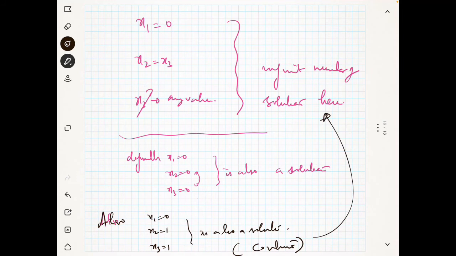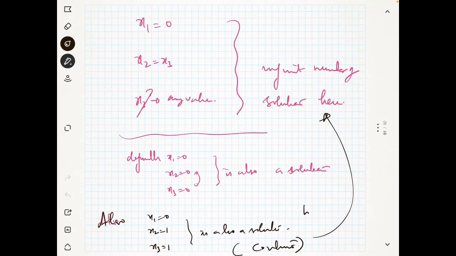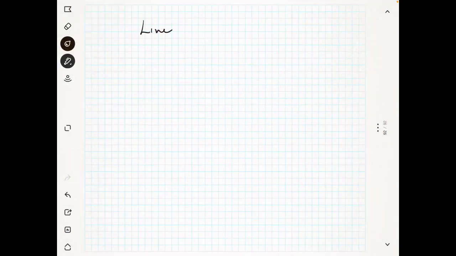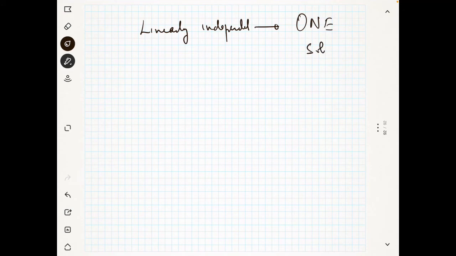So this is the concept of linear dependence. Whenever you are getting a matrix like this, it is actually linearly dependent. That's why you are getting infinite number of solutions. So if the equations are linearly independent, you will get only one solution. But if the equations are linearly dependent, then you will get many solutions.